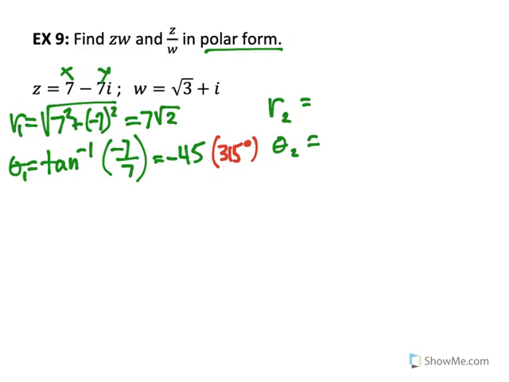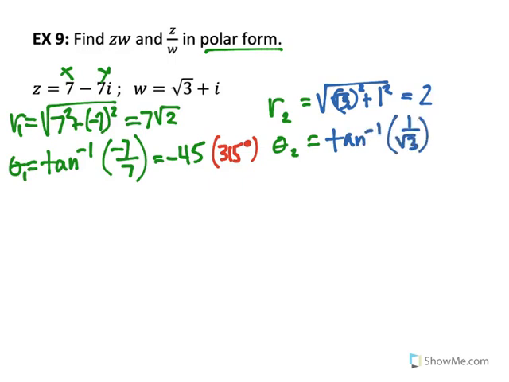All right, so let's do for W, let's find our R values. To find our R values here, we take the square root of 3 squared plus 1 squared, which just gives us 2, and then we'll take the inverse of tangent of 1 over root 3, and that gives you 30 degrees.